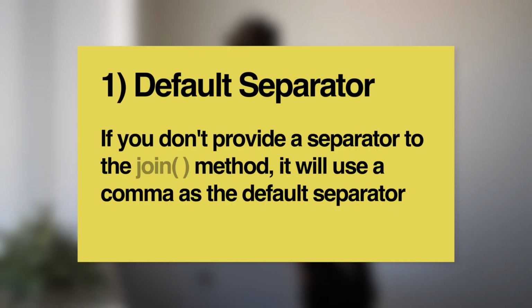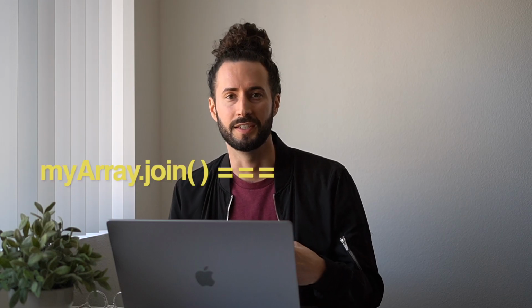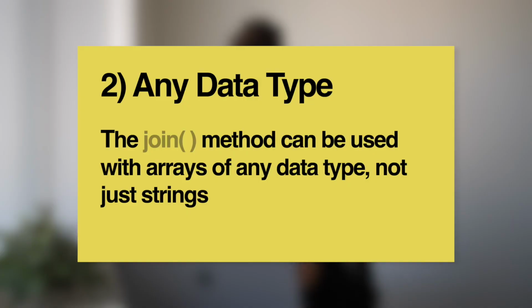Number 1, default separator. If you don't provide a separator to the join method, it will use a comma as the default separator. So for example, this is equivalent to this. Number 2 is any data type. The join method can be used with arrays of any data type, not just strings. So it will automatically convert non-string elements to strings before joining them.